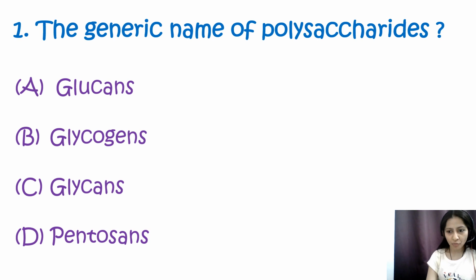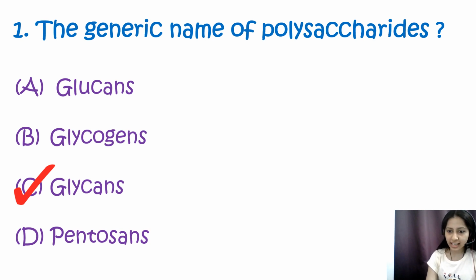The generic name of polysaccharide is? So options are glucans, glycogens, glycans and pentosans. So over here the correct answer is option number C, that is glycans. So we know the generic name of the polysaccharide, it is also known as glycans.